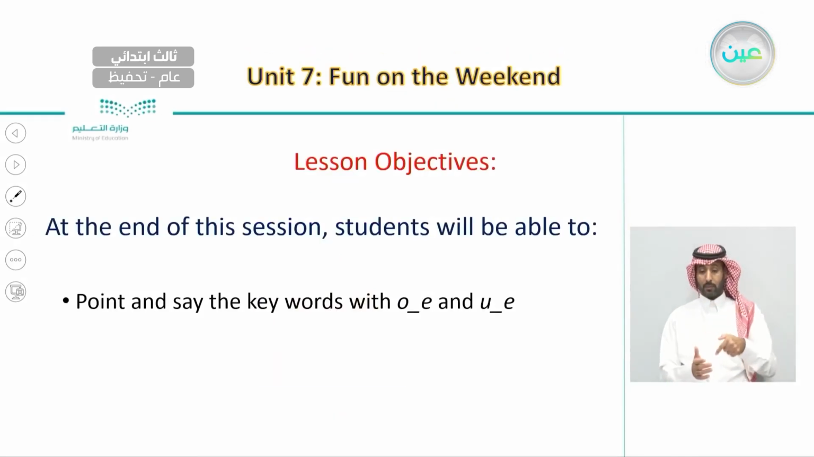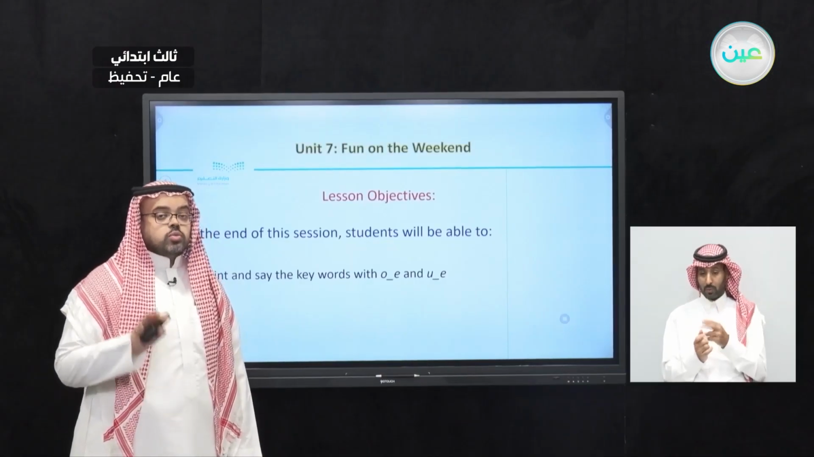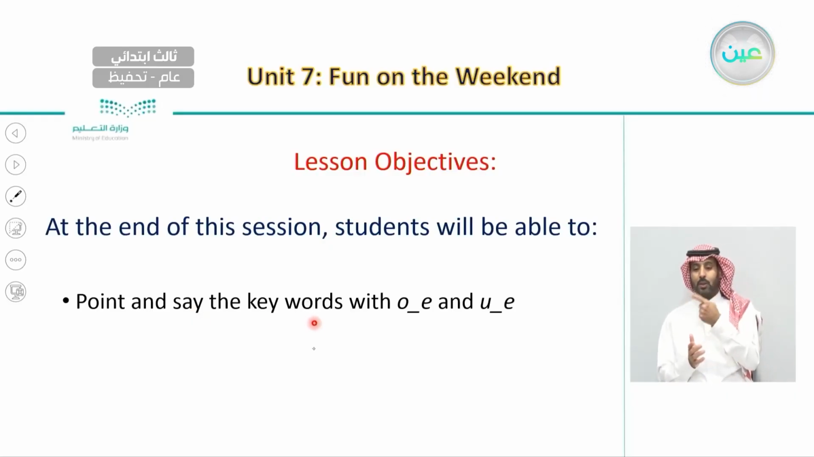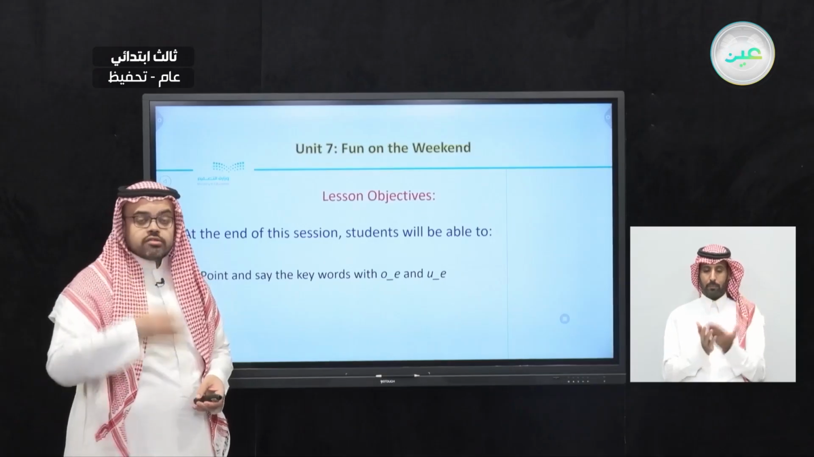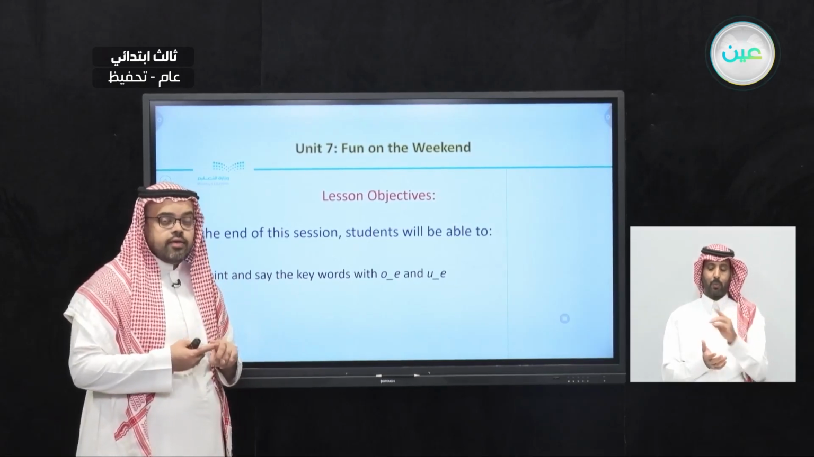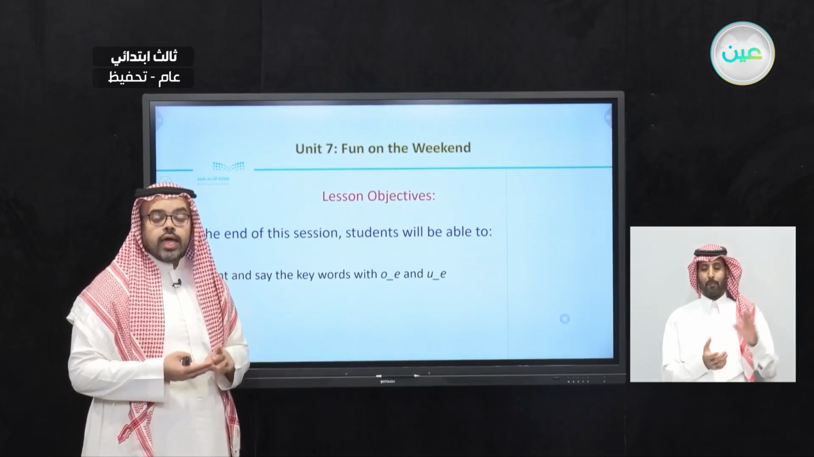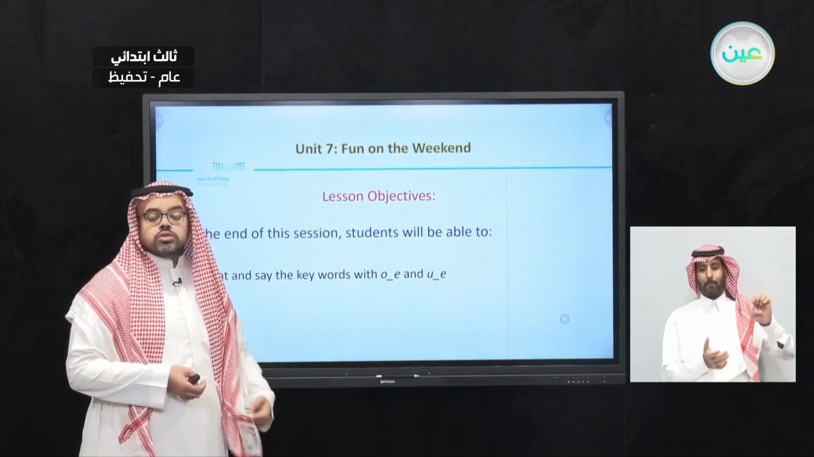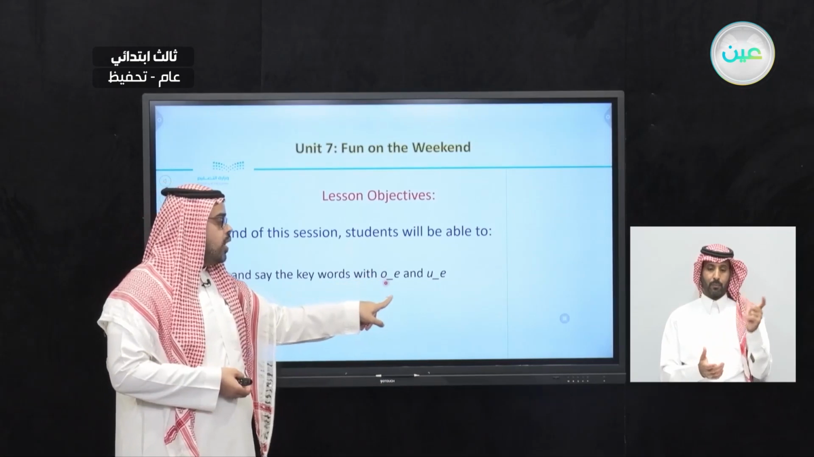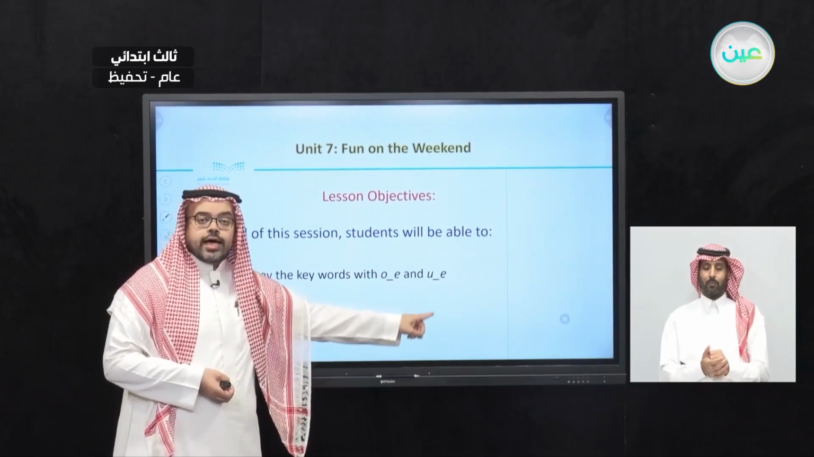So, in our lesson today, what we are aiming for, what we are hoping, is that at the end you will be able to point and also say the key words with the words that have O and E, and also U and E. As a completion of the last lesson, where we did point and say words that have EE, I and E, and also A and E, today we're going to complete it with new words that have these two letters, O and E, and also U and E.